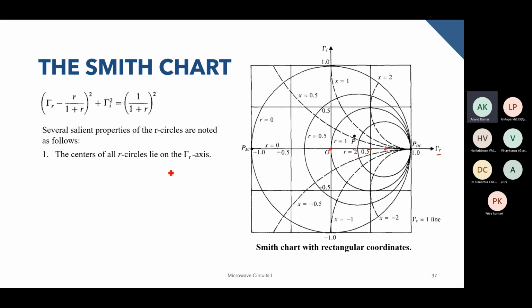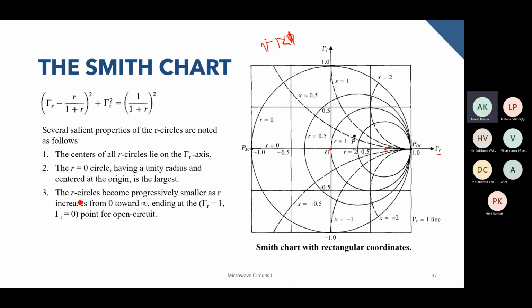the gamma r axis. Now, the r equal to 0 circle, having a unity radius and centered at the origin, is the largest, since we are considering only plots where the magnitude of gamma is greater than 0 and less than 1. So this is the largest circle, its center is at the origin, and its radius is equal to 1.